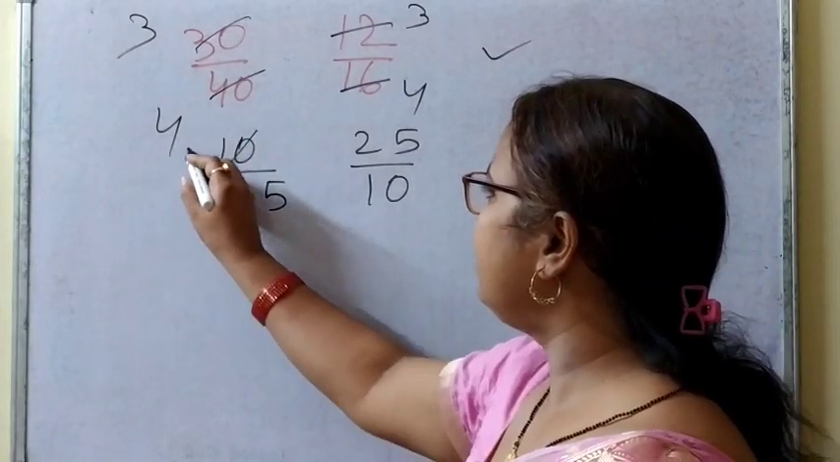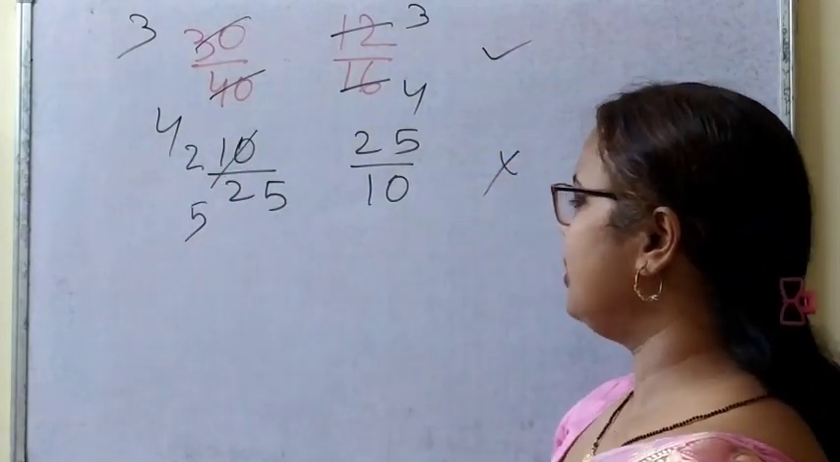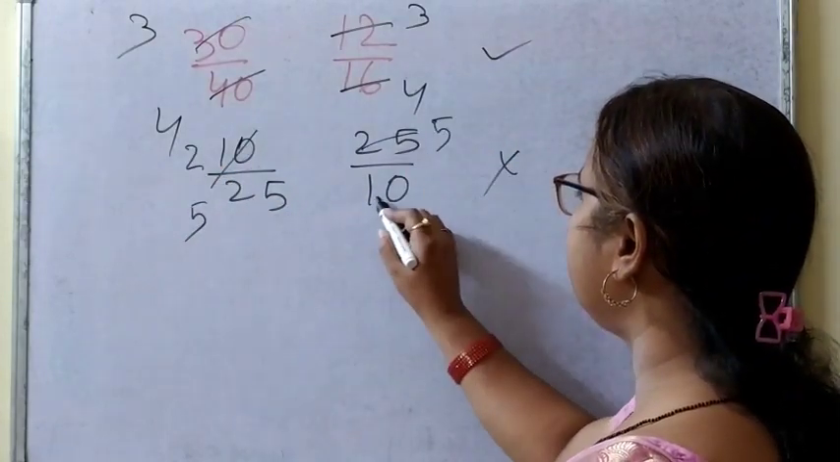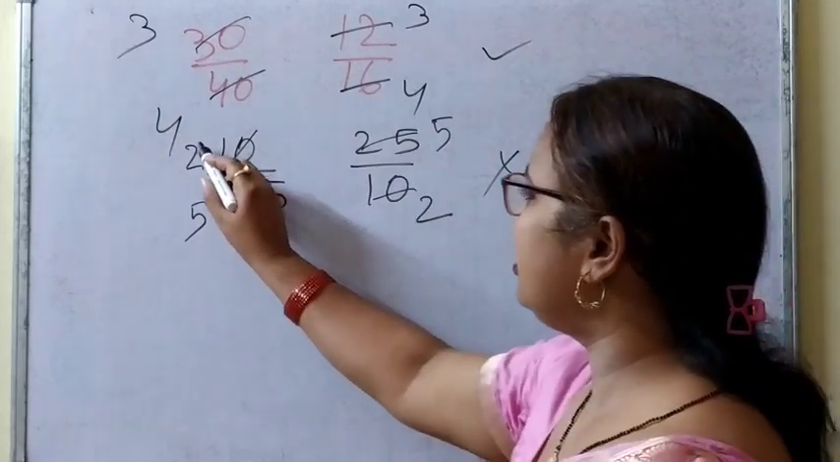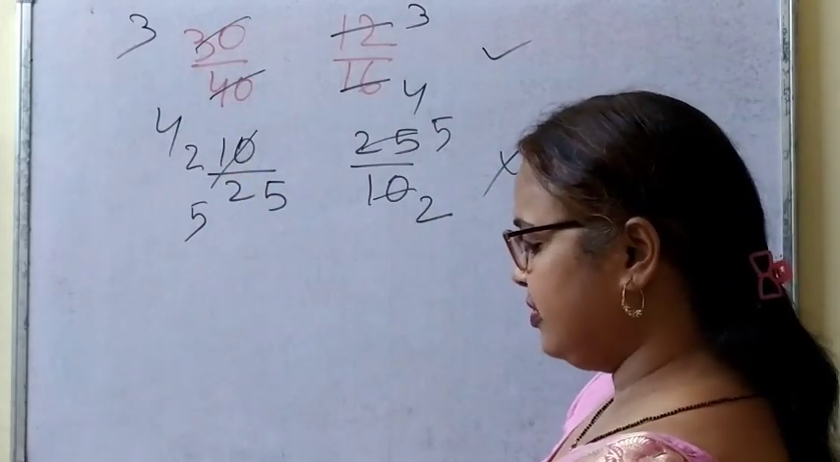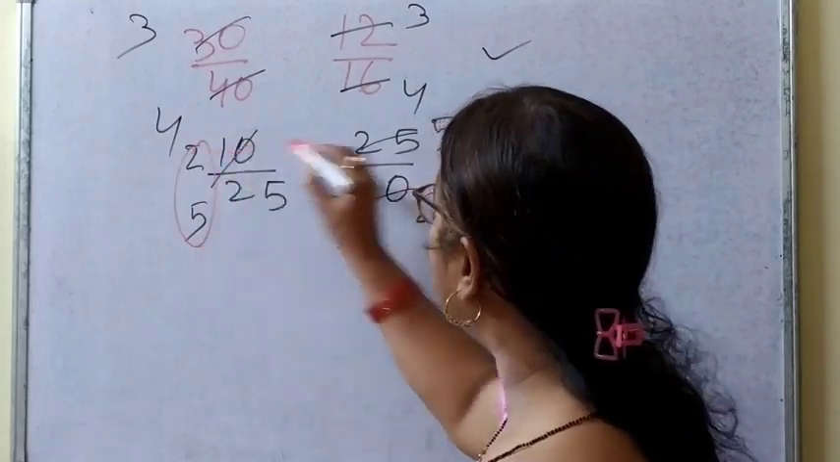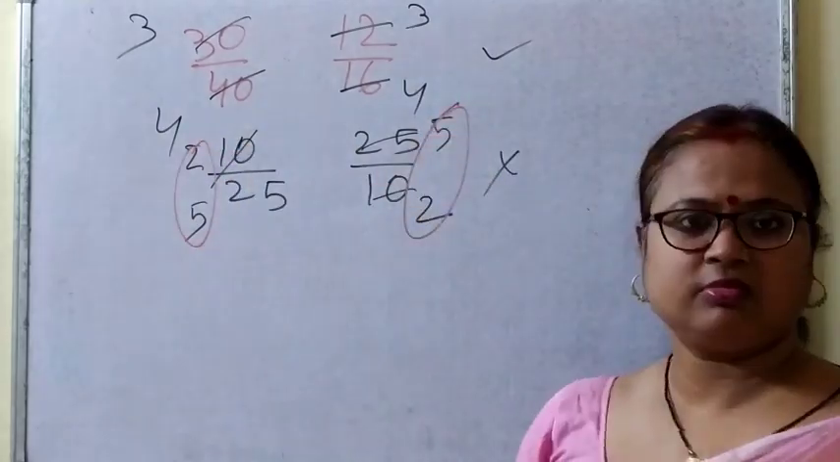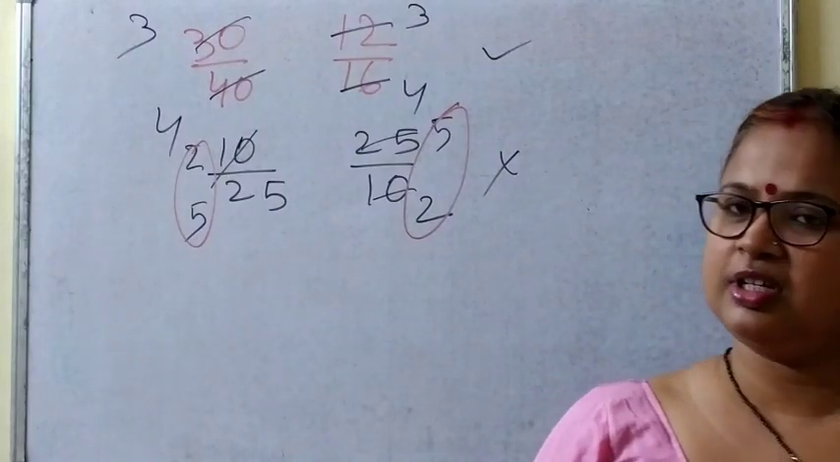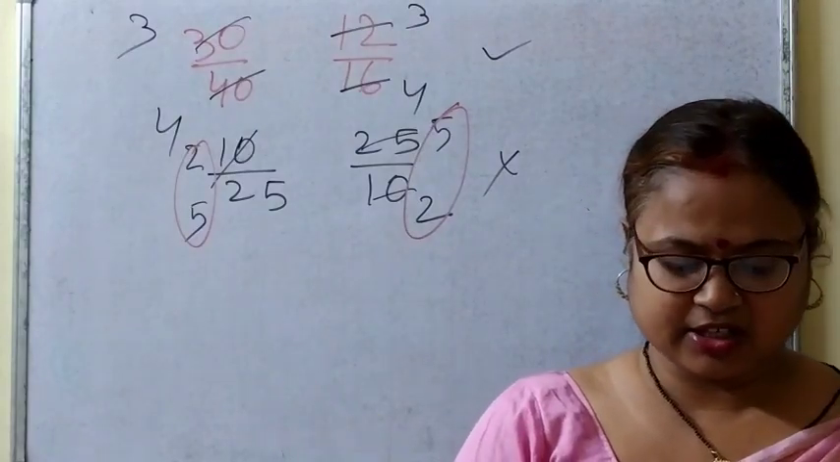So 5 2s are 10, 5 5s are 25. And 5 5s are 25, 5 2s are 10. So here you are getting 2 by 5. And here you are getting 5 by 2. Of course, this is not same. So this is not the equivalent fraction.